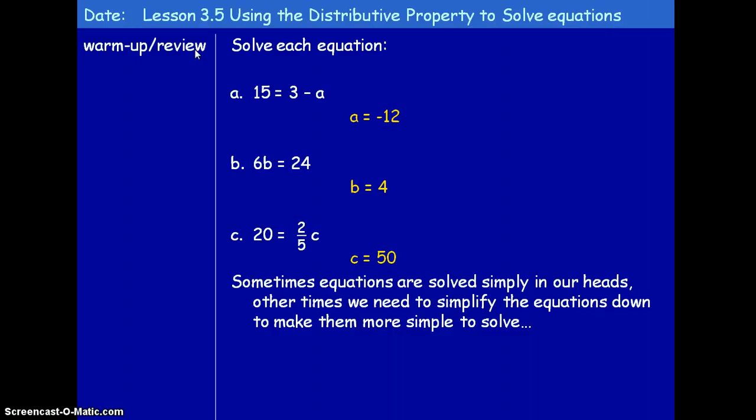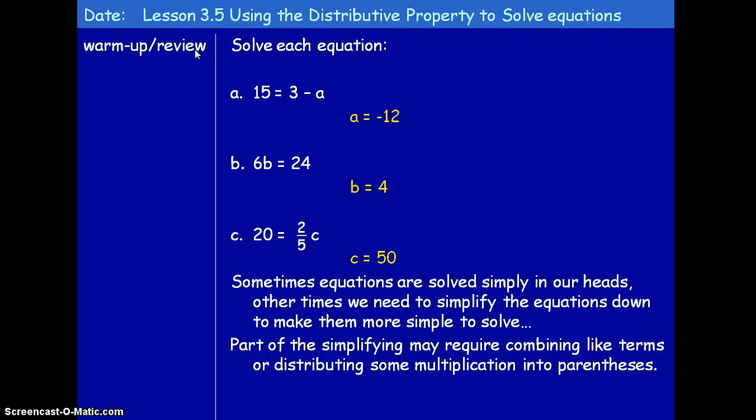Sometimes equations are solved simply in our heads. Other times we need to simplify the equations down to make them a little bit more simple to solve. Part of the simplifying process may require combining like terms or distributing some multiplication into parentheses, similar to what we did in Chapter 2. Let's take a look.